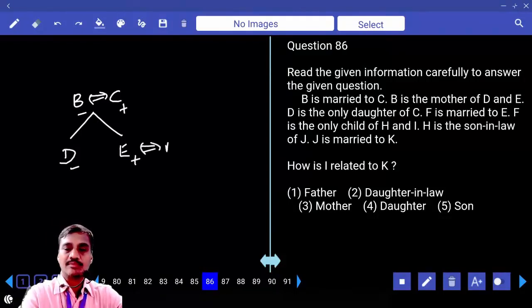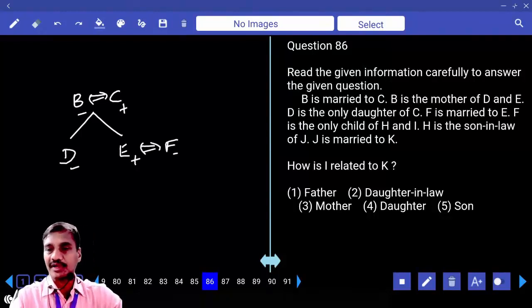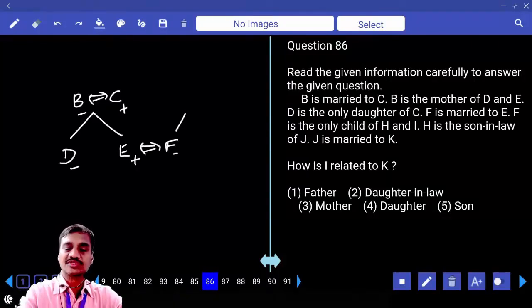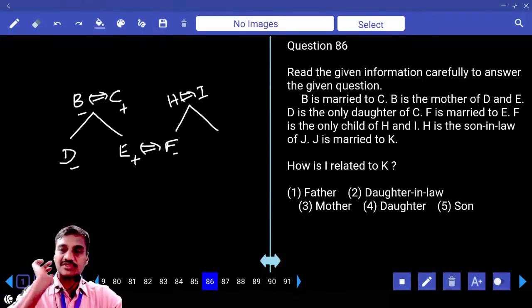E is a male, married to F, a female. And F is the only child of these 2 persons, H and I. That means H and I got married, isn't it? F is the only child of H and I.